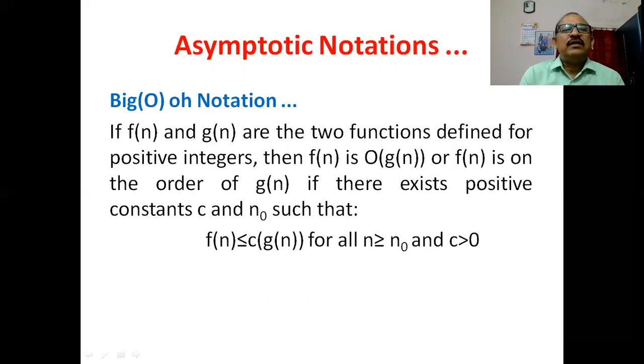We can define the asymptotic notation as follows. If f(n) and g(n) are two functions defined for positive integers, then f(n) is big O of g(n), or f(n) is on the order of g(n), if there exist positive constants c and n0 such that f(n) is less than or equal to c times g(n) for all n greater than or equal to n0, and c is greater than 0.